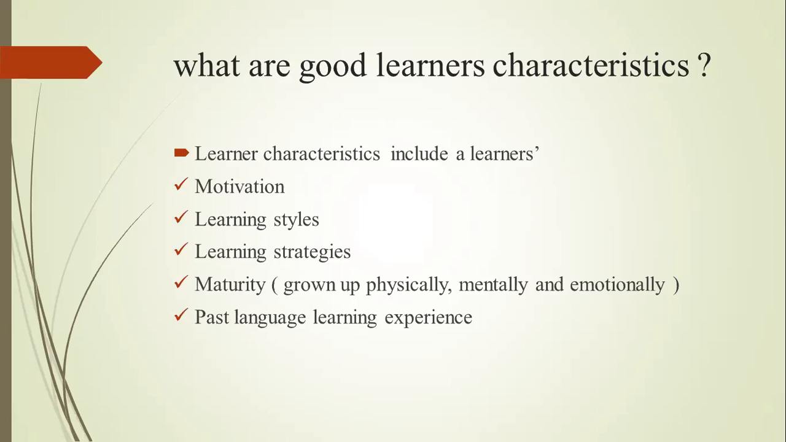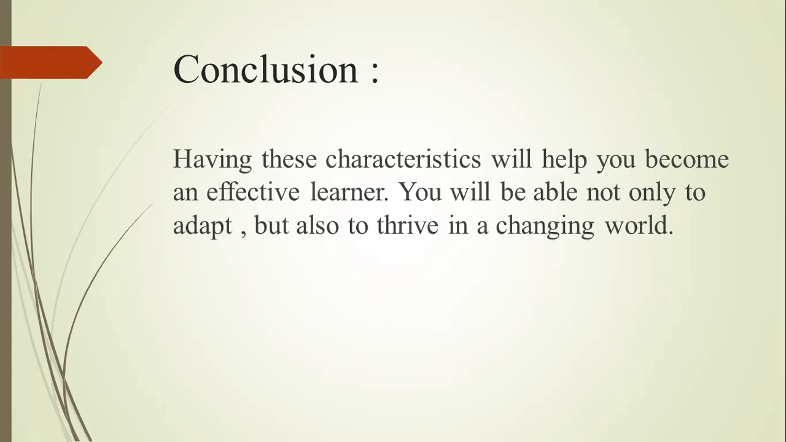Past learning experience: when a teacher or tutor teaches things, sometimes the student gets the things very easily because their past learning experiences were so good, and the teacher who used to teach them was so genius at teaching. So here the student actually changed because of them. Conclusion: having these characteristics will help you become an effective learner. When a student gets and commands these things and understands them, they can prove themselves a good student and their characteristics will improve. So you will be able not only to adapt but also to thrive in a changing world.